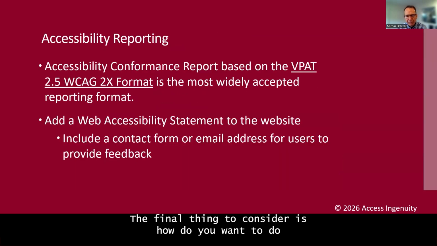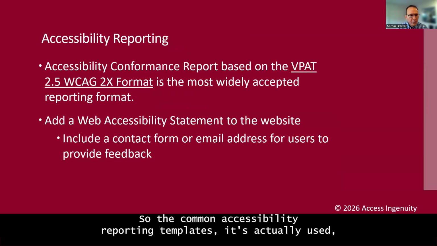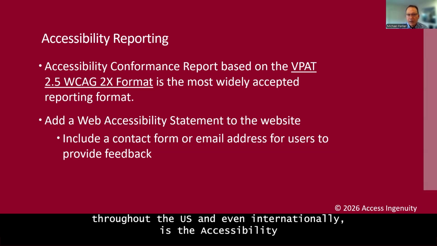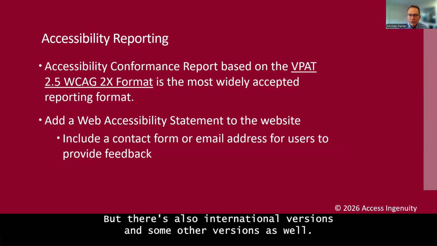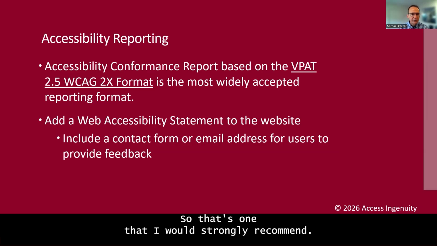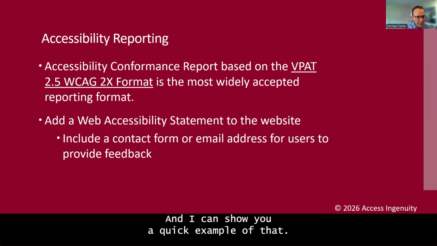Okay. The final thing to consider is how do you want to do your accessibility reporting? The common accessibility reporting template, which is actually used throughout the US and even internationally, is the accessibility conformance report based on the VPAT templates. And the VPAT 2.5 WCAG 2.x format is the one that's pretty widely used. There are also international versions and some other versions as well. So that's one that I would strongly recommend, and I can show you a quick example of that.